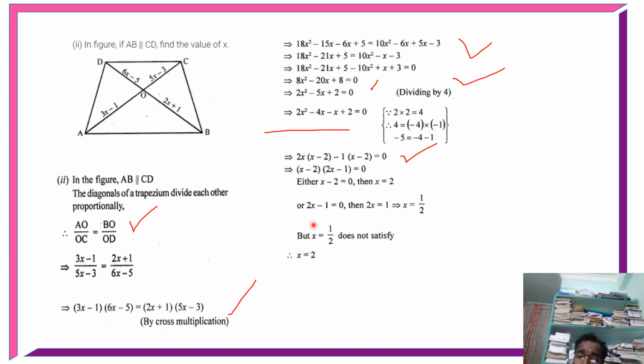Length is never negative. We take the possible value depending on the condition. In some very rare cases both may be possible, but in general one should be true and another false, depending on the situation. But x equal to 1 by 2 is not possible, so x is equal to 2. Let us go to the next slide, students.